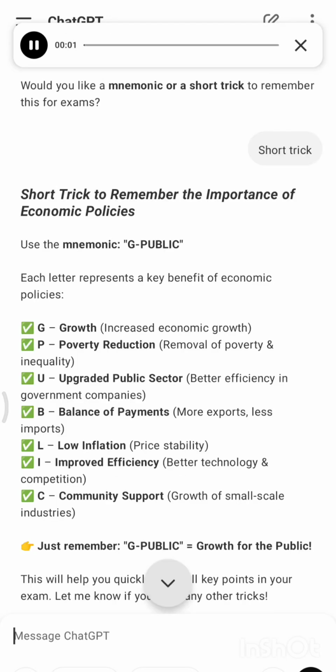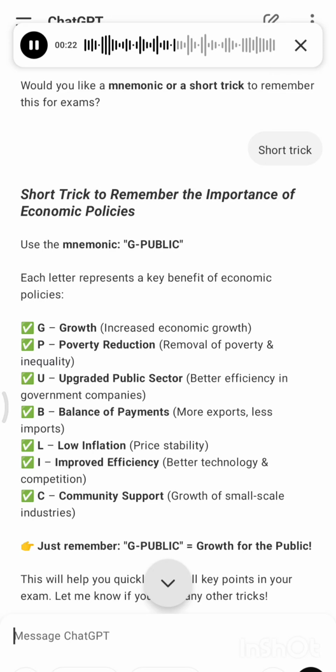Short trick to remember the importance of economic policies. Use the mnemonic GPUBLIC. Each letter represents a key benefit of economic policies. G: growth, increased economic growth. P: poverty reduction, removal of poverty and inequality. U: upgraded public sector, better efficiency in government companies.